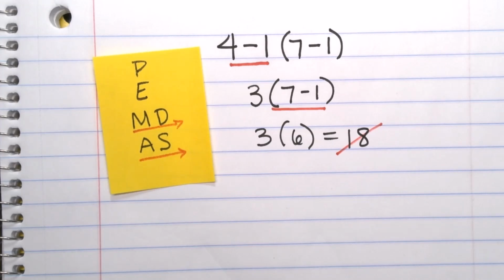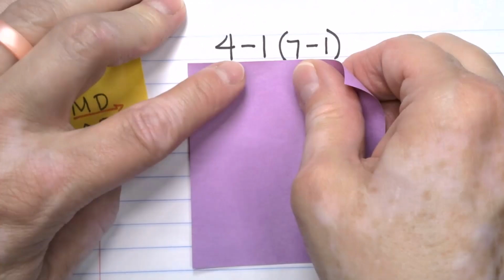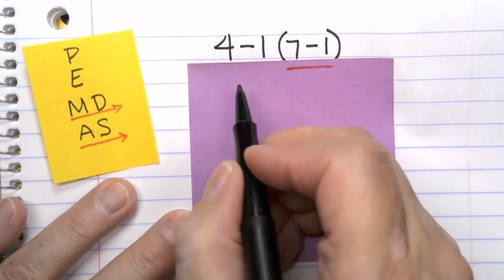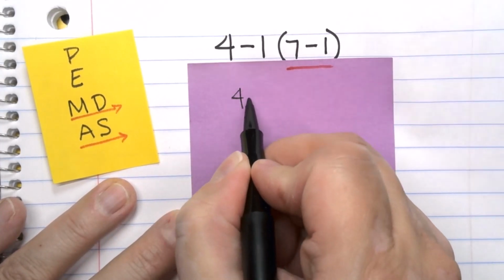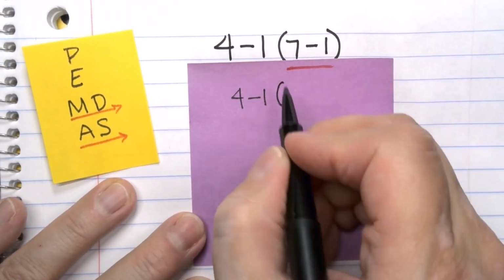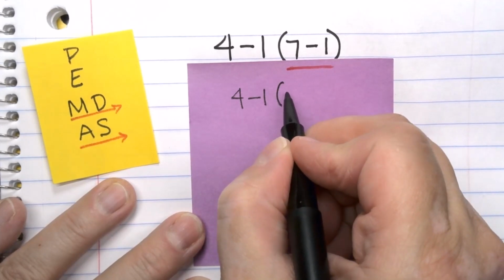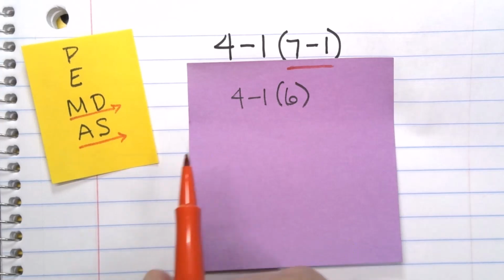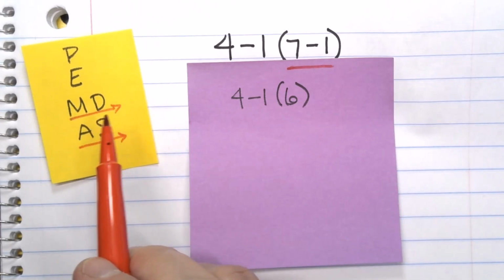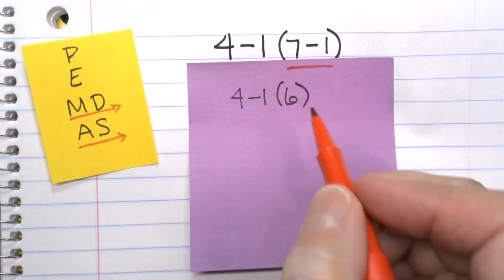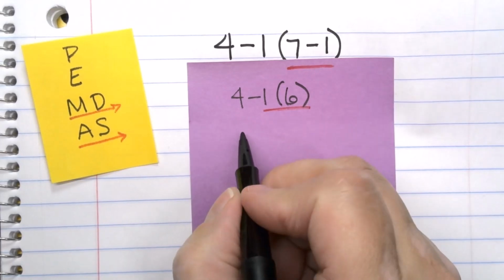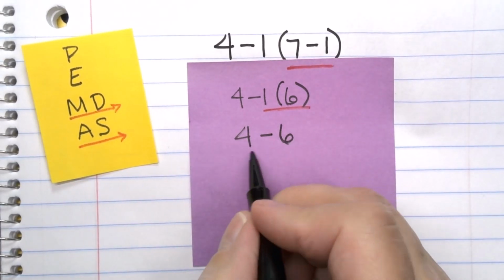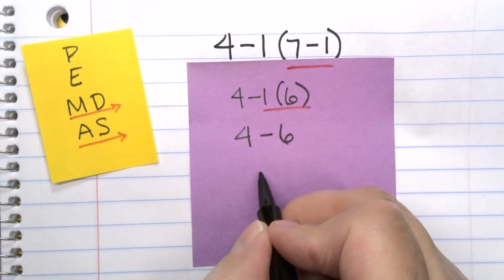So I'm going to do this one again, starting with my parentheses. So I'm going to have 4 minus 1 times 7 minus 1 is 6. And then we have to do any multiplying or dividing. Well, this is multiplication right here. So it's going to be 4 minus 6. And then you can subtract 6 from 4, and we end up with -2.